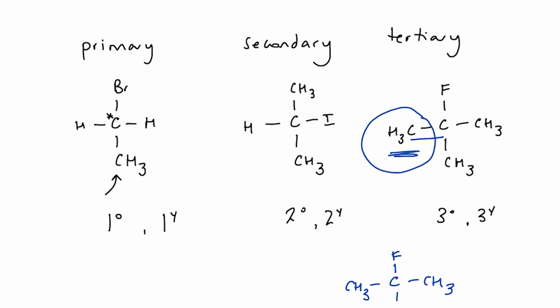It's important to be able to recognise whether a halogenoalkane is primary, secondary or tertiary because it has an effect on the way that they react, on the reaction mechanism. And interestingly, that is exactly what I'm going to go on to talk about in my next video.